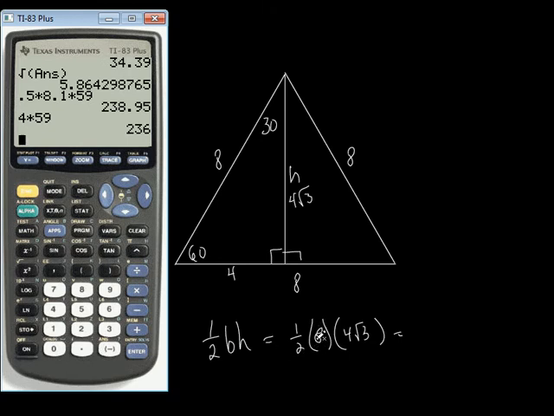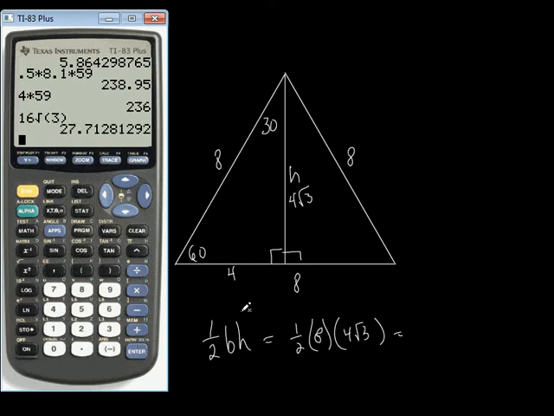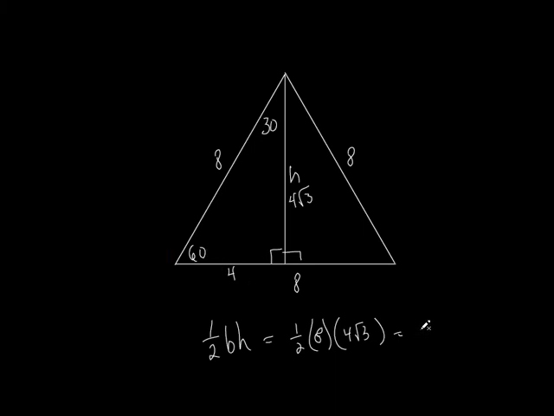Half of 8 is what? 4. 4 times 4 is 16. So I can just go 16 times the square root of 3. And that's 27.7. Is that what I gave? What did I give as an answer? 27.7. There you go.